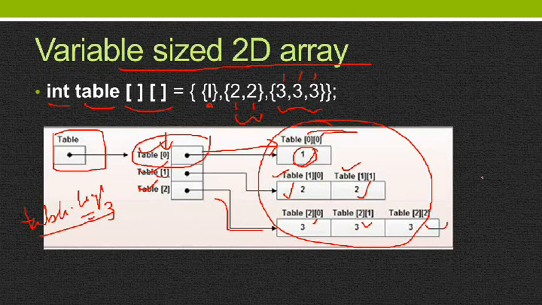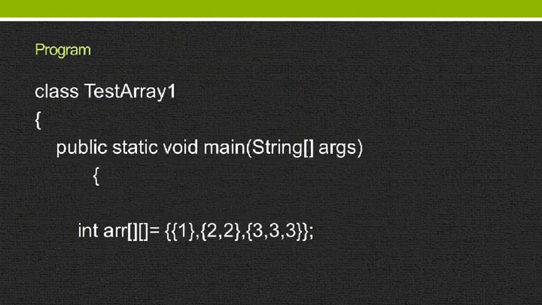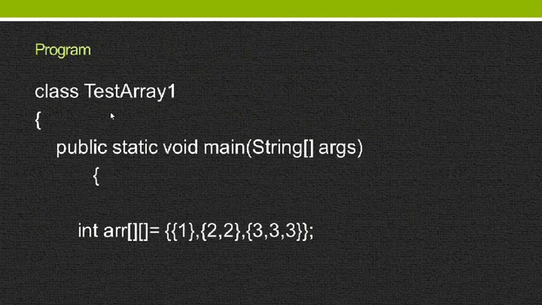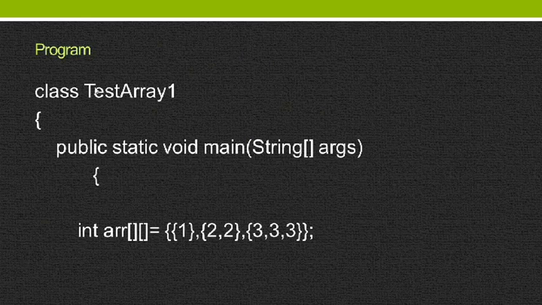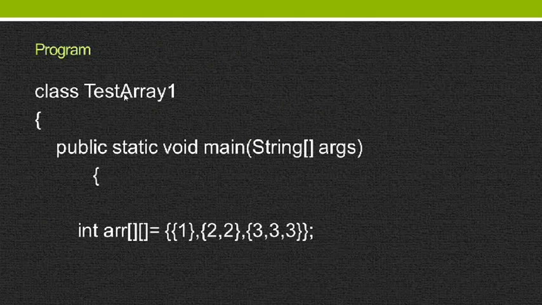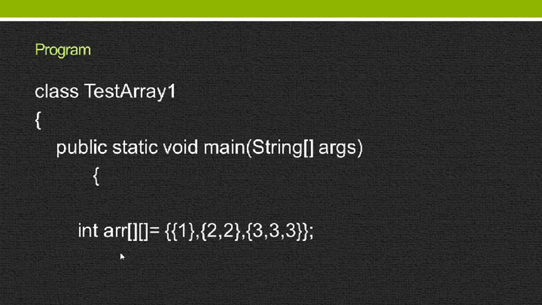Now if I implement it in a program, it is very much similar to our previous programs. Class name we have defined as test array 1, public static void main as usual, then integer array arr equals second bracket 1 2 2 3 3 3.